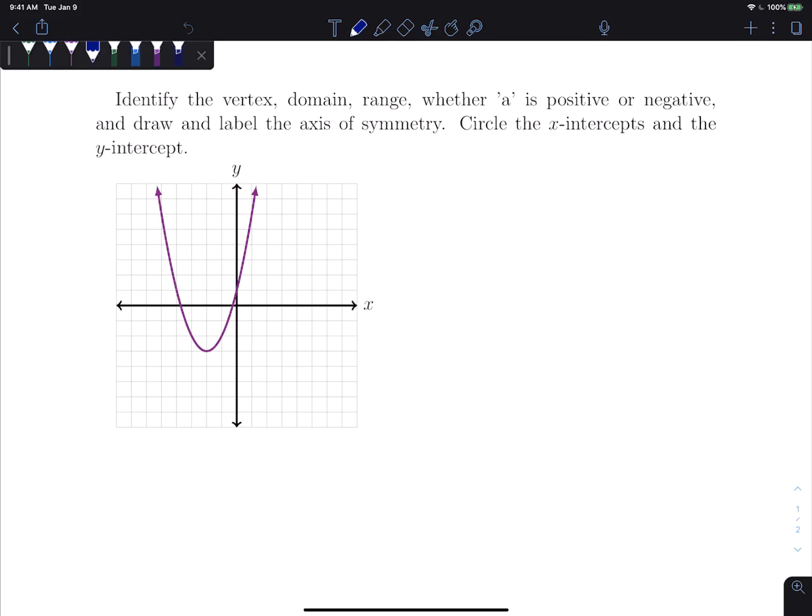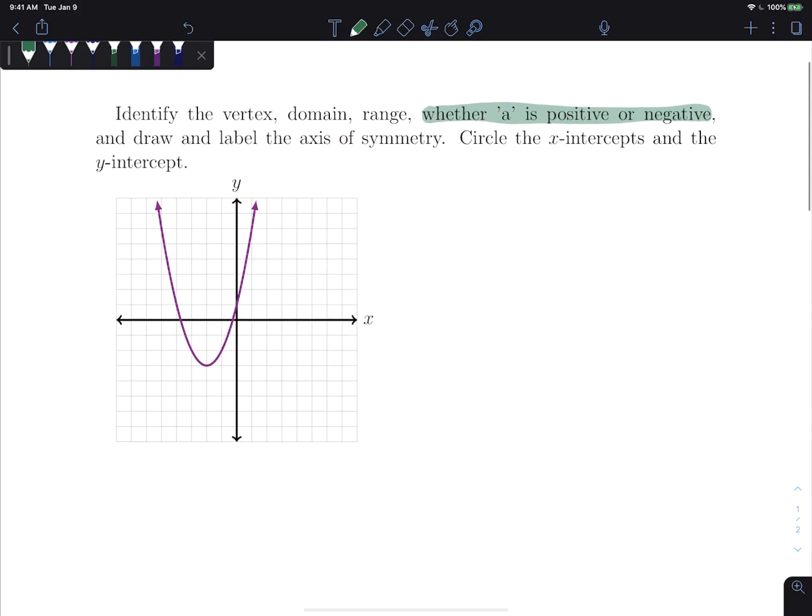Okay, so what we have here is a parabola. It is opening upward, which means it has a vertex right down here. And we've actually just answered our first question, whether A is positive or negative. The reason is that this function is opening up, and if this function is opening up, that means that A is positive.